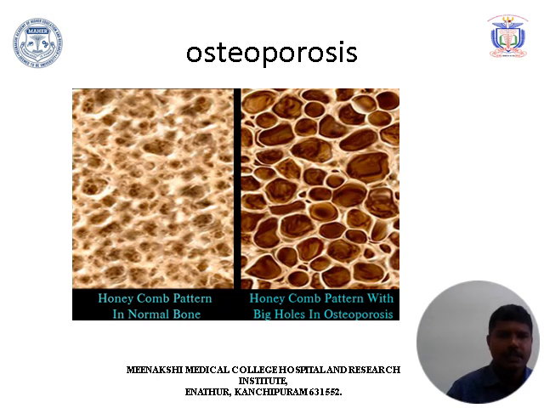In this picture, we can see this is a normal bone. See how thick the bone architecture is. Whereas in osteoporosis, you can see a lot of holes in the bone. So the architecture is very much changed. There is a weakness in the bone because of very loose architecture.